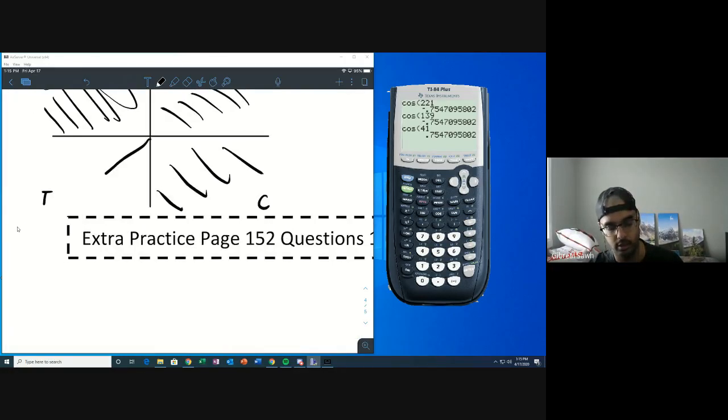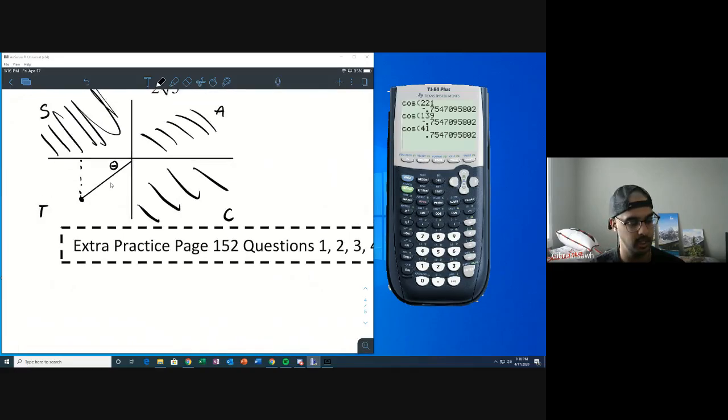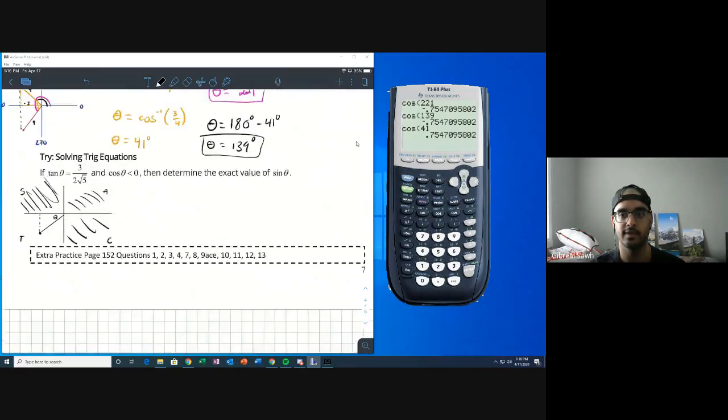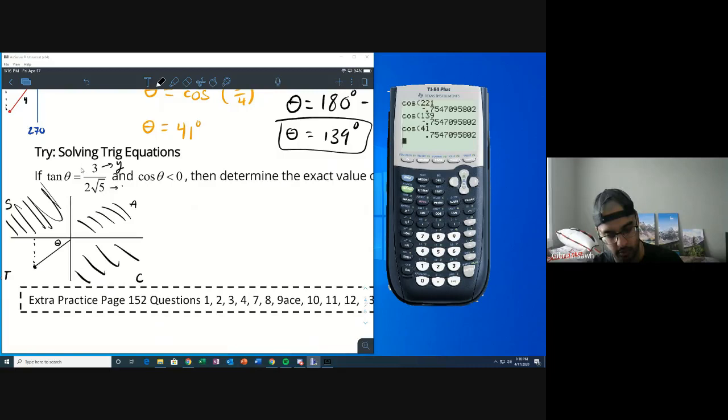So let's draw in our terminal arm once again. It doesn't matter where it is, just draw it somewhere. So here it is. I can draw my triangle, and let's use theta for our reference angle. So in this quadrant, it's quadrant 3 because tangent is positive, cosine is negative. That's the one I need to use. In order to find the exact value of sine, I need to figure out how big the terminal arm is. I don't know that from tangent. All I'm given is the value of y and the value of x.